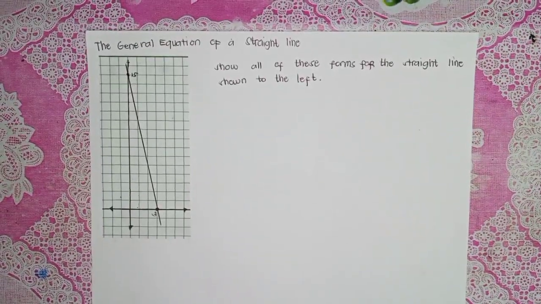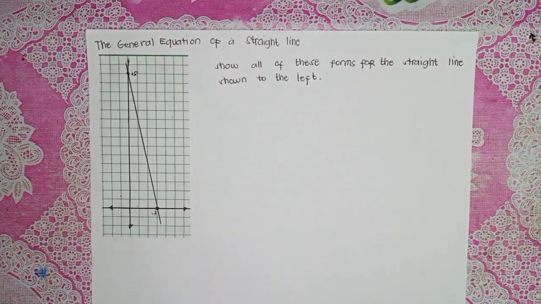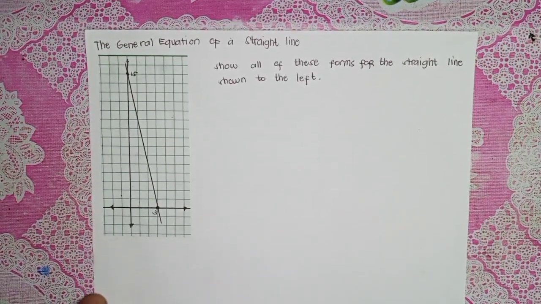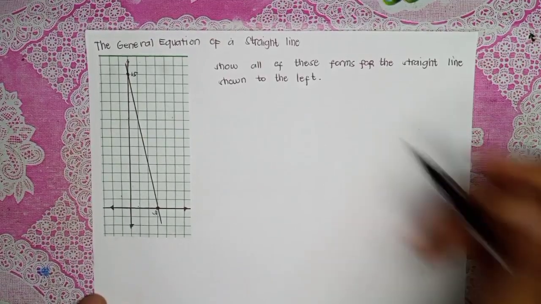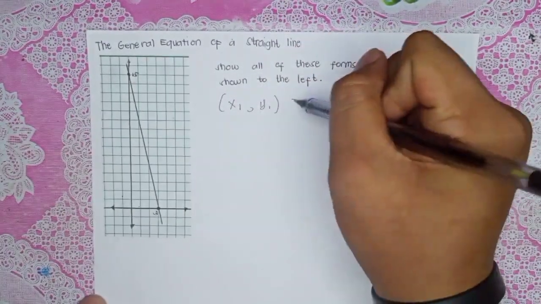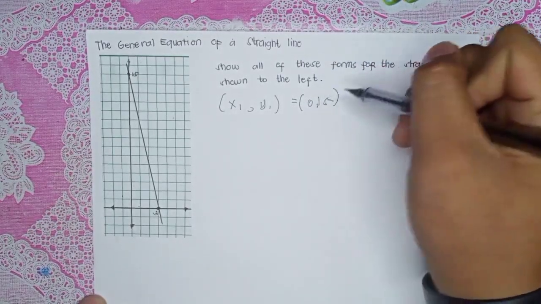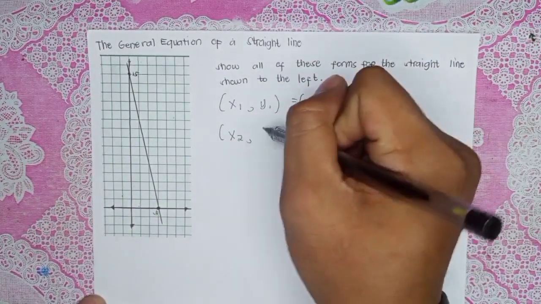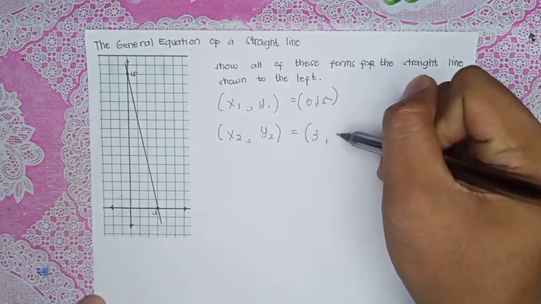Then the general equation of a straight line. So our problem is show all of these forms for the straight line shown to the left. So our solution is 2 points on this line are x of 1 and y of 1, which is equal to 0 and 15. And then our x of 2 and y of 2 is equal to 3 and 0.